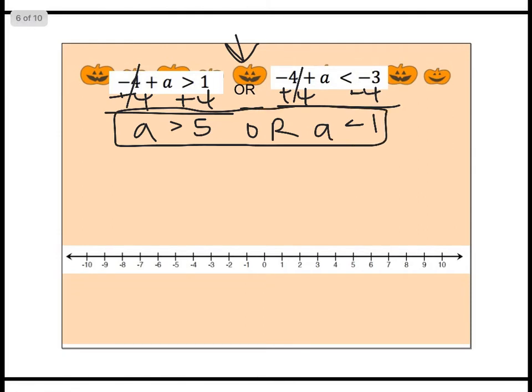I'm going to go ahead and draw it. So a has to be greater than 5. That's going to be open. Greater than 5 would go that way. Or a has to be less than 1. Should also be an open dot. Less than 1. Remember, this one should look like a union, which means we have two different graphs here because they go in opposite directions since it's an OR.